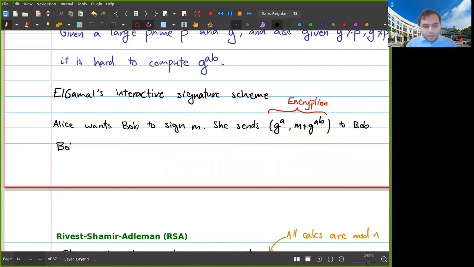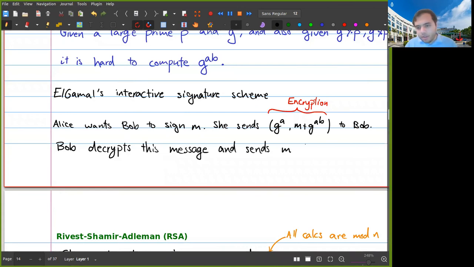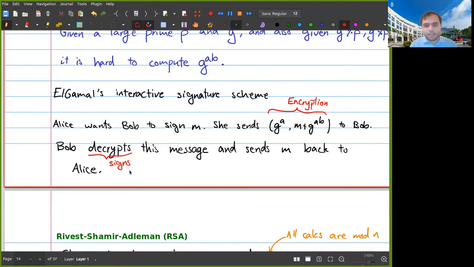So Bob decrypts this message and sends M back to Alice. Okay. Now, again, this decryption is the same as signing. So instead of saying decrypts this message, I can just say signs this message. And signing is basically computing M from this pair.